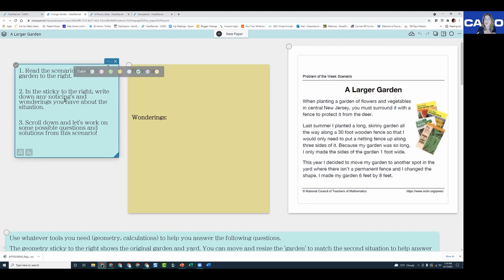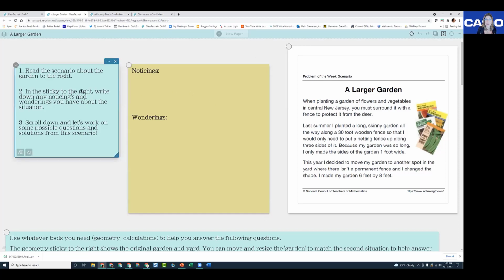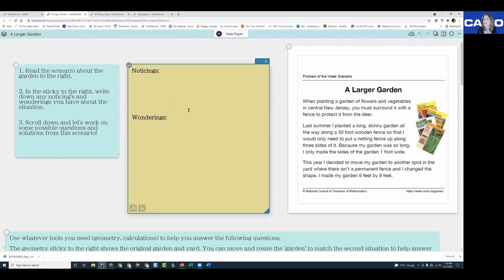So I tend to make activities where my directions or my questions are in one color, and students are always going to be answering in another text sticky in a different color. So they get in the habit of realizing whenever they see that yellow, I tend to use yellow for whatever reason, that yellow sticky is where they're going to write their understandings, their descriptions, their explanations, their justifications. So it says in the sticky to the right, write anything you notice.